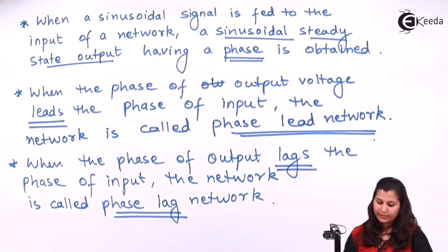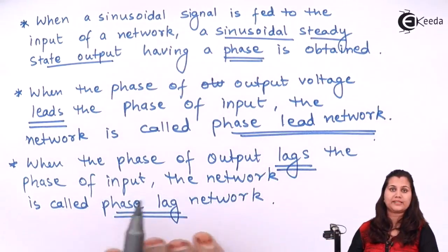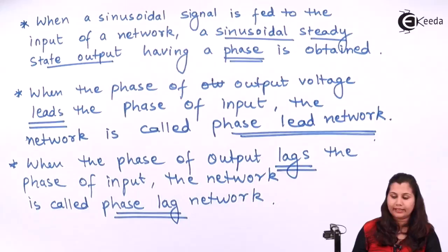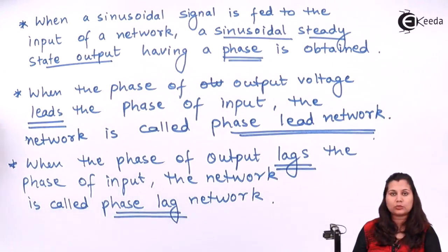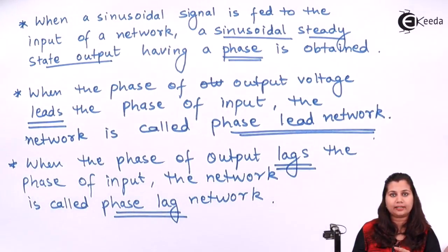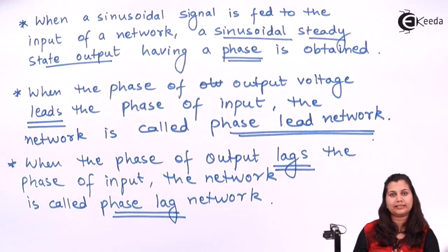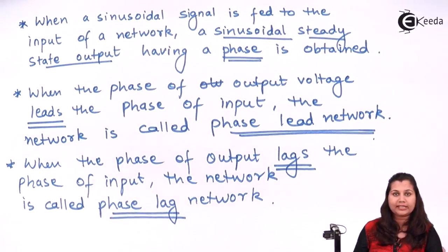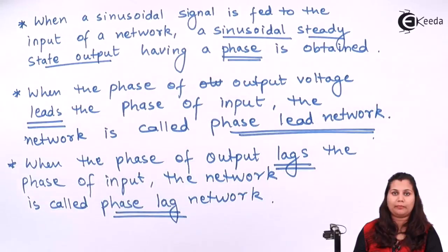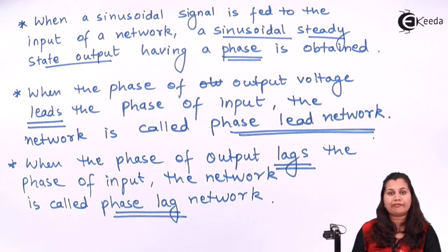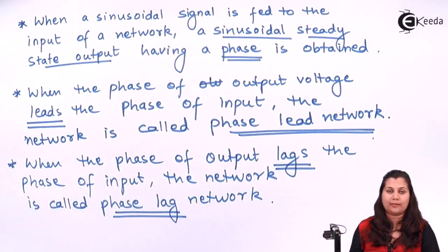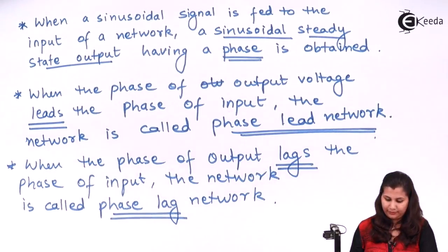So this is the basis of division of this phase lead and phase lag network, and on this basis only the phase lead compensator and phase lag compensator are defined. So let us study these compensators one by one, to see how they affect the control system or how they improve the performance of a control system.